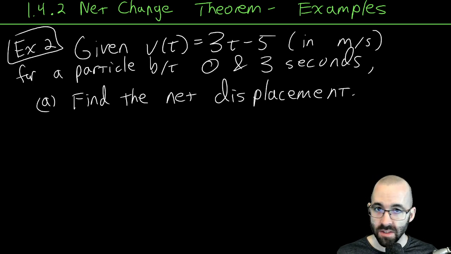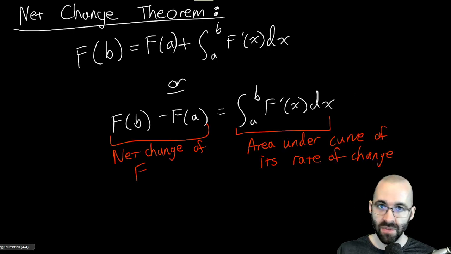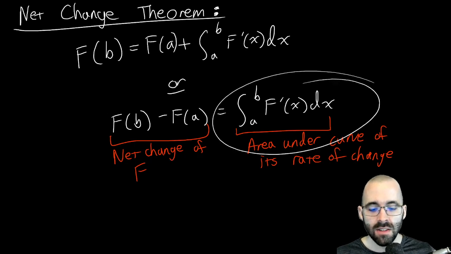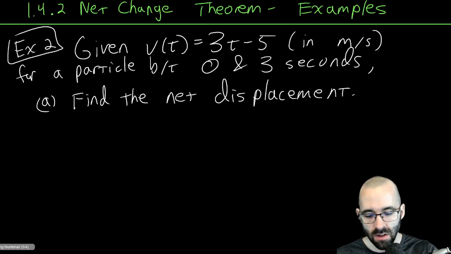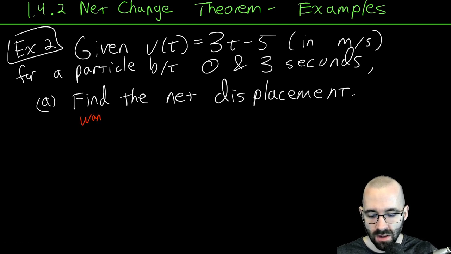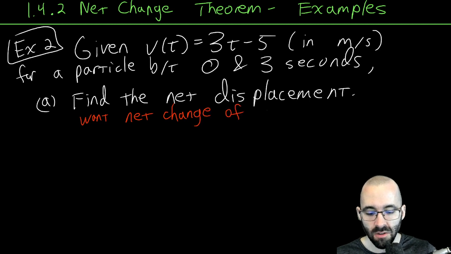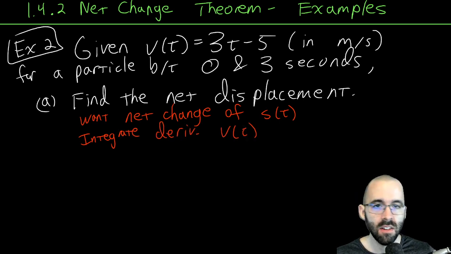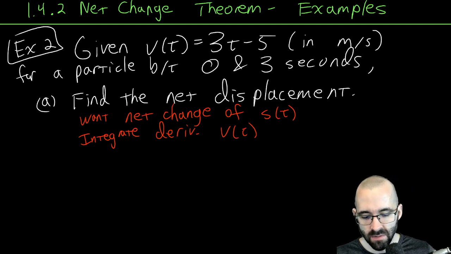So remember, what is net change? Well, we got this net change theorem, fundamental theorem of calculus. We have the net change theorem that says, if I want to know the net change of a function, all I have to do is integrate its derivative. So we want the net change of the position function. So we find it by integrating the derivative. And what's the derivative of position? Velocity. That's all we do here.